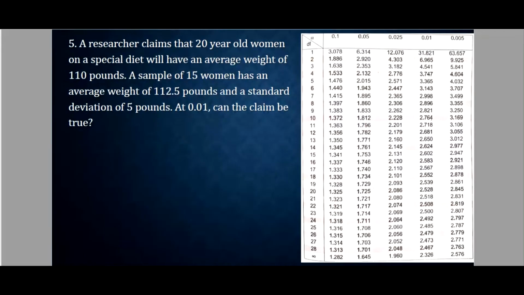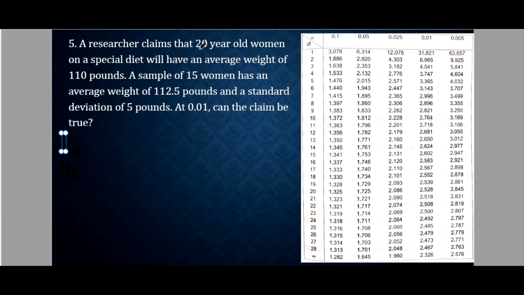Next, number 5. A researcher claims that 20-year-old women on a special diet will have an average weight of 110 pounds. A sample of 15 women has an average weight of 112.5 pounds and a standard deviation of 5 pounds. At 0.01, can the claim be true? So the claim is stated at the first sentence. So we have the null hypothesis and the alternative hypothesis.